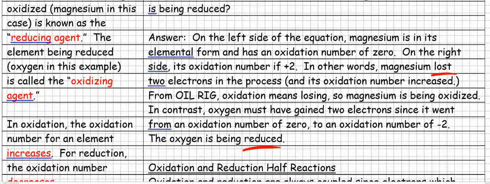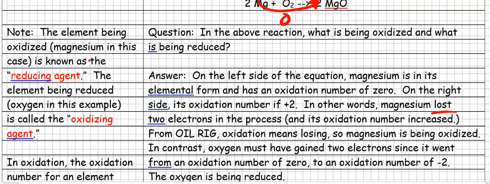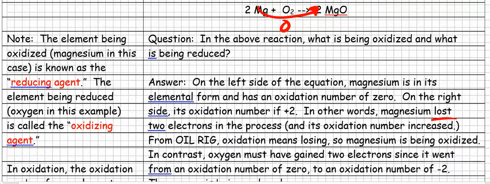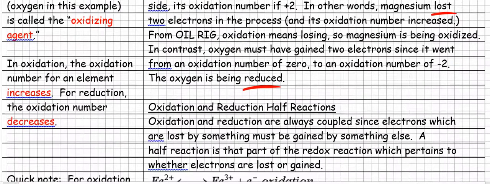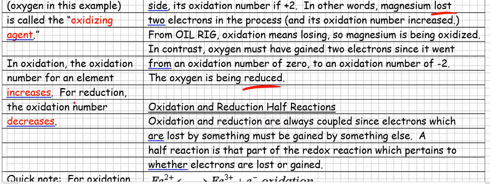All right, let me introduce a couple of different definitions here. The element being oxidized, magnesium in this case, is known as the reducing agent. So the thing that's being oxidized is the reducing agent. All right, it's reducing something else. The element being reduced, oxygen in this example, is the oxidizing agent. So one more time, the thing that's being oxidized is the reducing agent, and the thing that's being reduced is the oxidizing agent. So in oxidation, the oxidation number for an element increases. We've said that. For reduction, the oxidation number decreases.